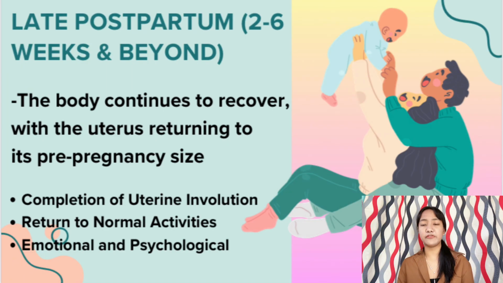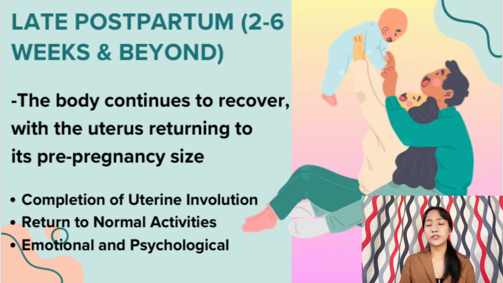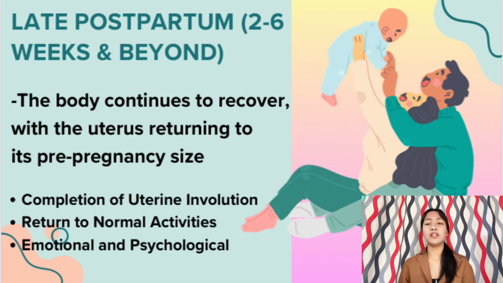Completion of uterine involution: by 6 weeks, the uterus typically returns to its pre-pregnancy size. Return to normal activities: mothers gradually resume their normal activities, though some may still experience fatigue or discomfort. Emotional and psychological adjustment: the emotional well-being of the mother continues to be assessed. This phase is critical for identifying signs of postpartum depression or anxiety.